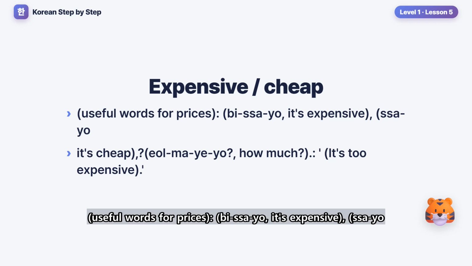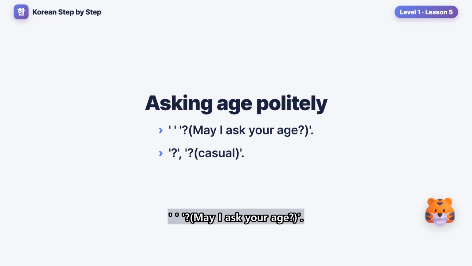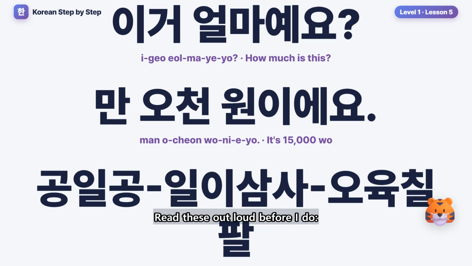Useful words for prices: 비싸요, expensive. 싸요, cheap. 얼마예요, how much? 너무 비싸요, it's too expensive. May I ask your age? Casual. Now let's practice. Read these out loud before I do. 저는 20살이에요. 이거 얼마예요? 15,000원이에요. 010-1234-5678. 전화번호가 뭐예요? Great job. Try them again on your own.